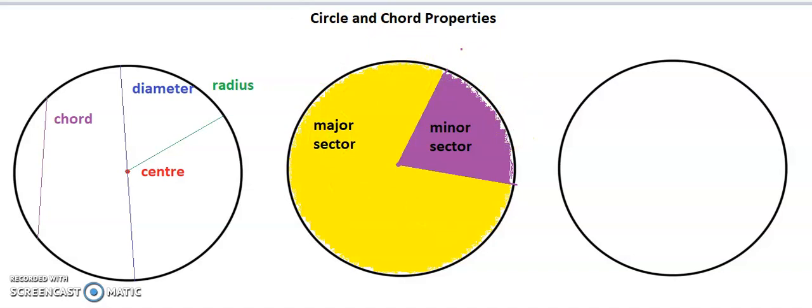Likewise, on the outside of the circle, it's the arc. So, the outside of the purple, which I'll do in red, starting at the purple, going around the circumference, the outside of the circle, all the way to the end of the purple. So we call that the minor arc. Likewise, with the outside part of the arc, it's the major arc.